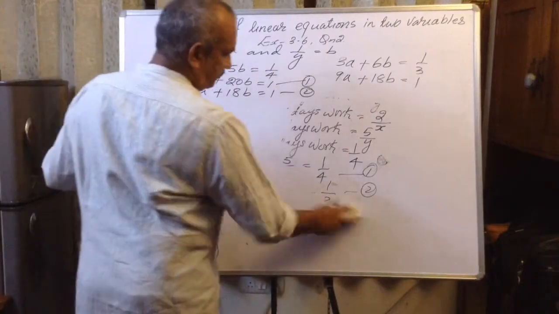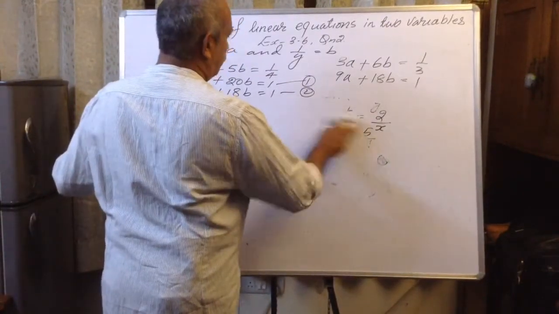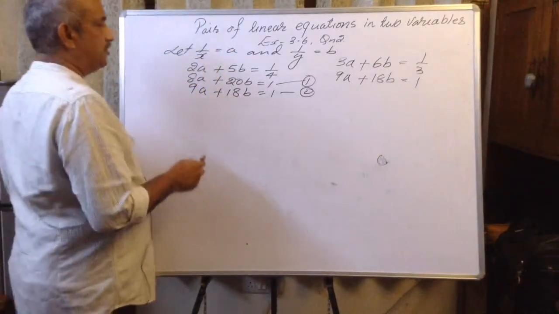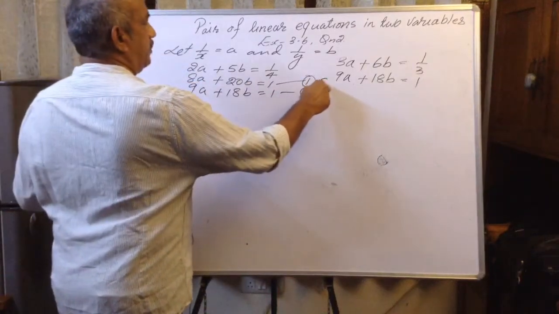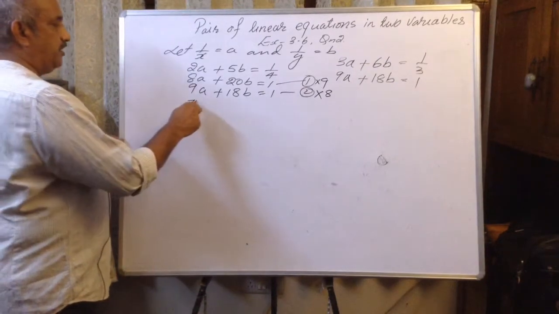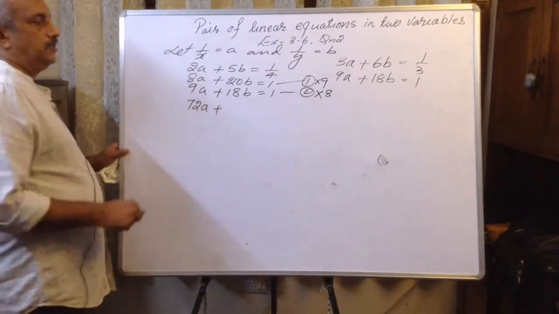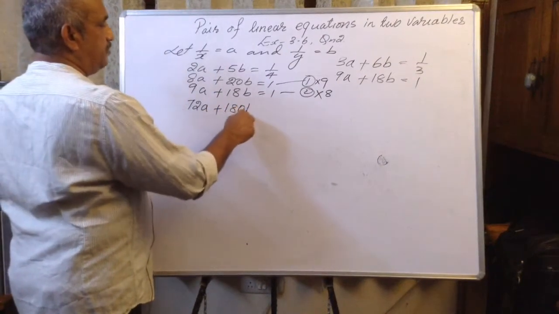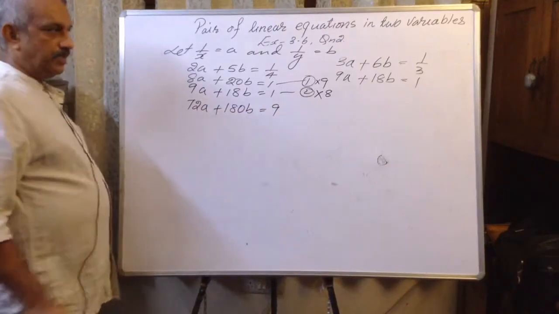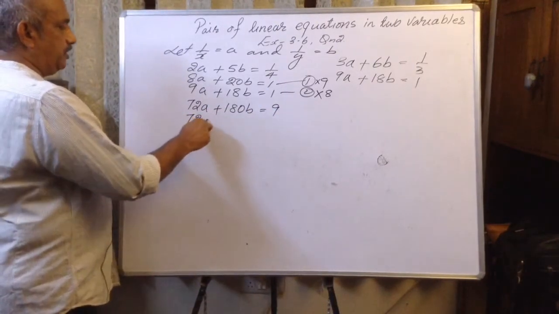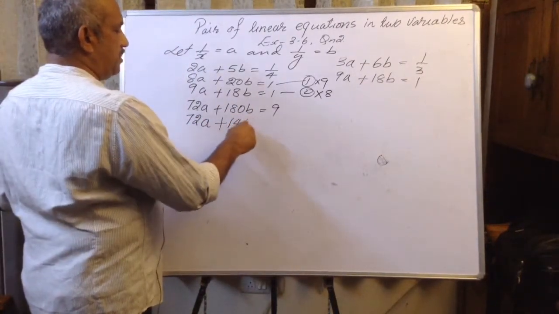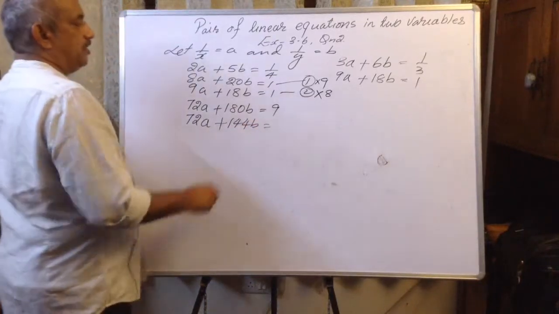Either you can make the coefficient of x same, or you can make the coefficient of y same. I am going to make the x coefficient same. This I am going to multiply by 9, and this I am going to multiply by 8. So 9 8s are 72a plus 9 2s are 180b is equal to 9 1s are 9. Second one I am going to multiply throughout by 8. Again 9 8s are 72a plus 144b is equal to 8 1s are 8.